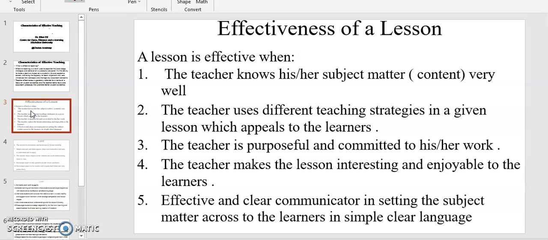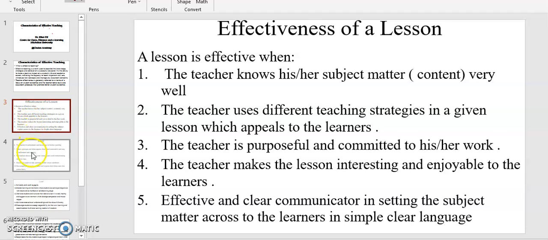A lesson is effective, number 3, when the teacher is purposeful and committed to his or her own work. We can also say that a lesson is effective when the teacher makes the lesson interesting and enjoyable to the learners. A lesson is also effective when the teacher is an effective and clear communicator in setting the subject matter across to the learners in simple, clear language.